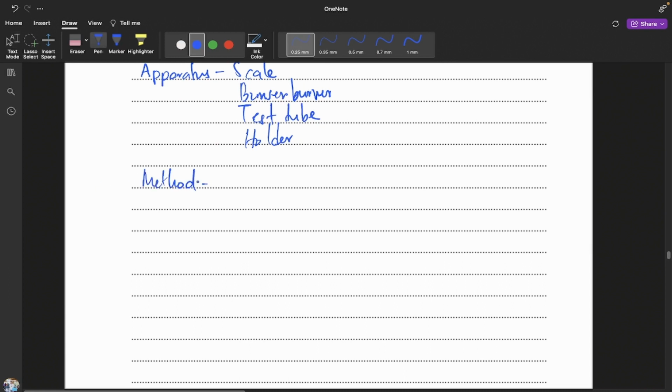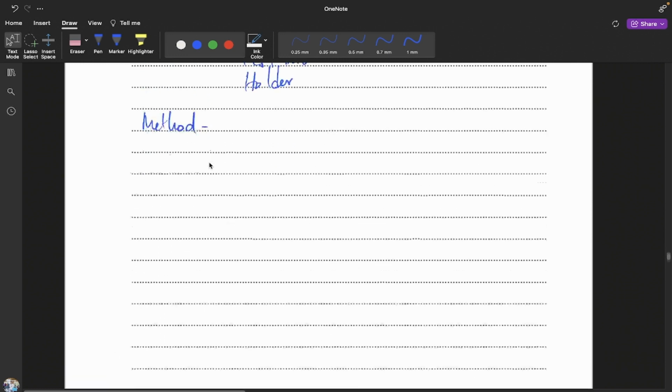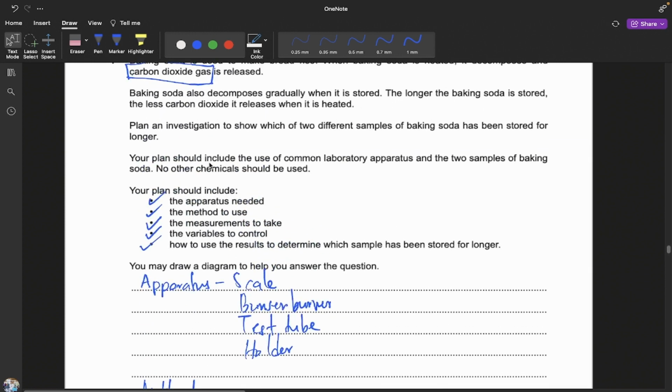Next is the method. I'm not going to write it out, I'll just say: expose both of the baking soda samples to the Bunsen flame at equal temperature for an equal period of time. Collect the gas evolved into a syringe or a gas jar. If you're using a gas jar, you have to mention that you're using downward displacement of water as the technique. If it is a syringe, you don't have to mention that.